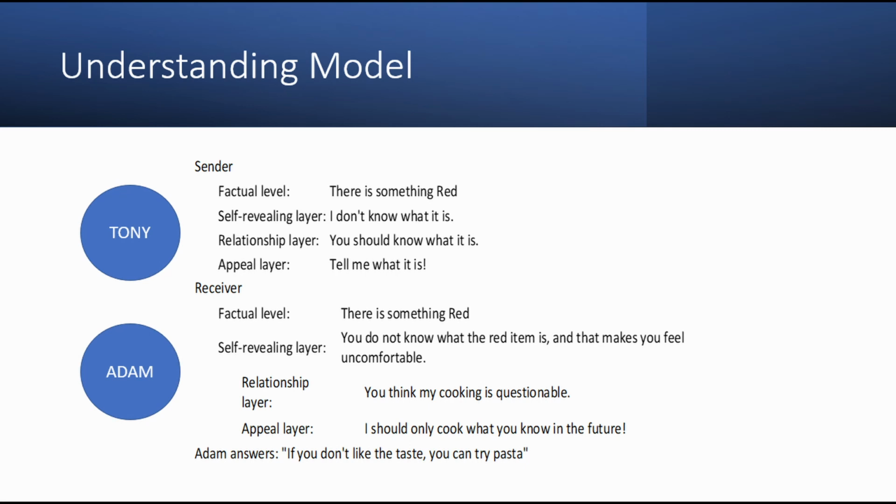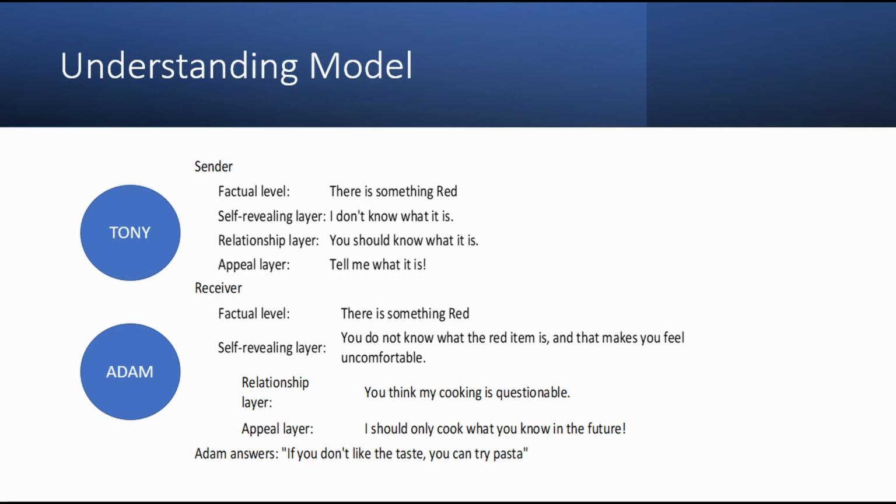So we see the message which has been delivered by Tony to Adam, pointing out that there is something red in the soup. How does that message look from the sender's point of view, right? Now let's have a look from a receiver's point of view. For Adam, who has cooked this food, he received this information that there is something red in the soup.